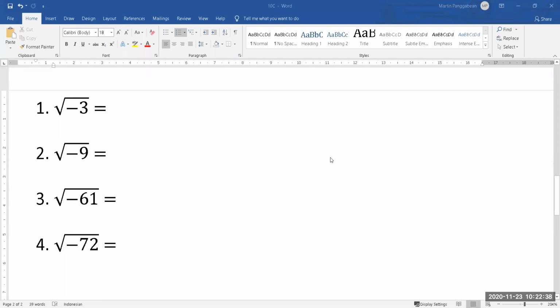Let's simplify this. I want you to do it quickly, and then maybe I will ask some of you. Only 4 numbers, 4 radicals. I want you to simplify. It means it has to be the simplified one with i. The statement is with i.